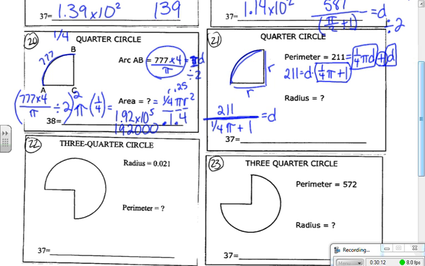But we want our radius, so from our diameter to our radius, we just divide by 2. And we end up then with a radius of 59.1, or in your calculator it would be 5.91 times 10 to the first.